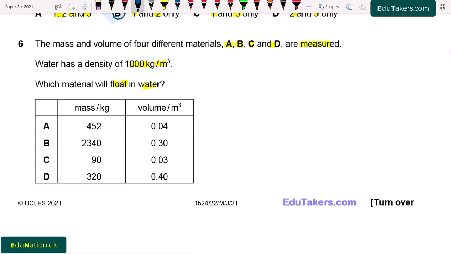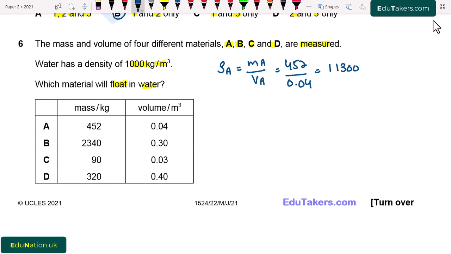In order to find out which object floats in the water, we have to find out the density of each of these materials. So first of all, I find out the density of the material A. Density of A is equal to mass per unit volume. The mass of A is 452 divided by volume 0.04. So the value of density will be equal to 11,300 kilogram per meter cube.